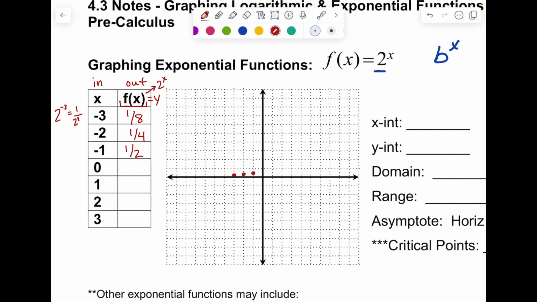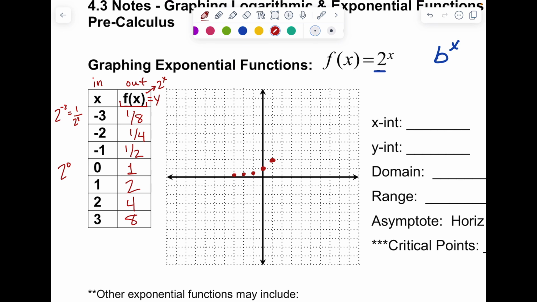And then we put in a 0. Any number to the power of 0 is 1. So there's that first critical point we were talking about, (0, 1). Let's keep it going. 2 to the first is 2. There's that second critical point we were talking about. Put in a 1, get out the base. 2 squared is 4, 2 cubed is 8.